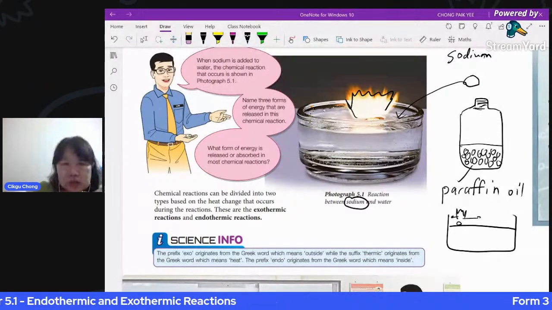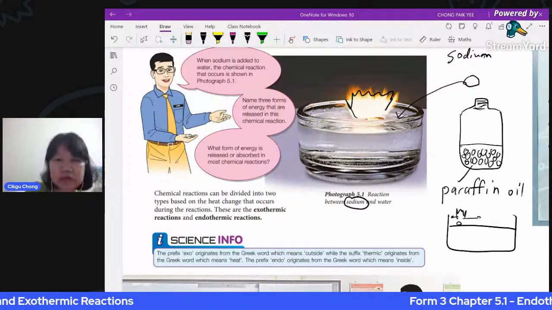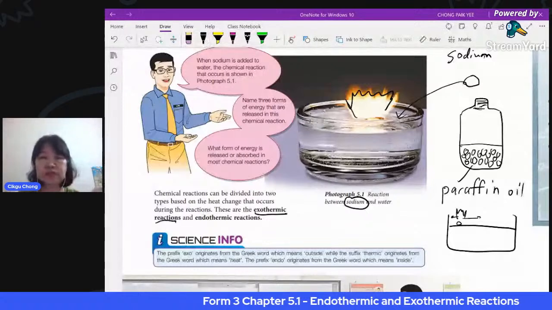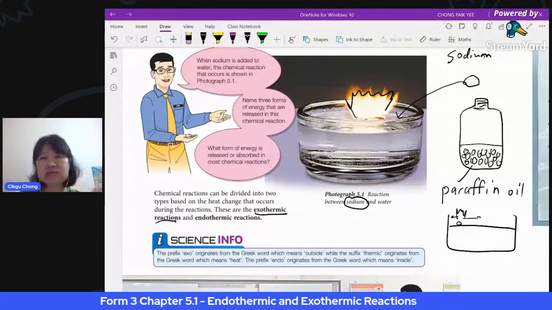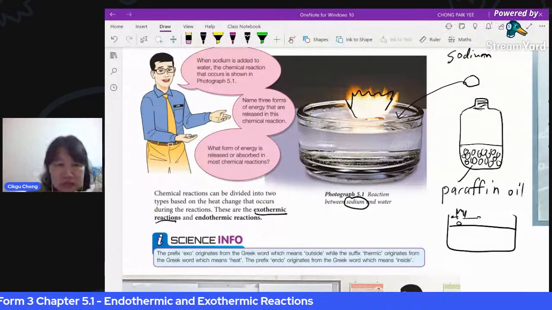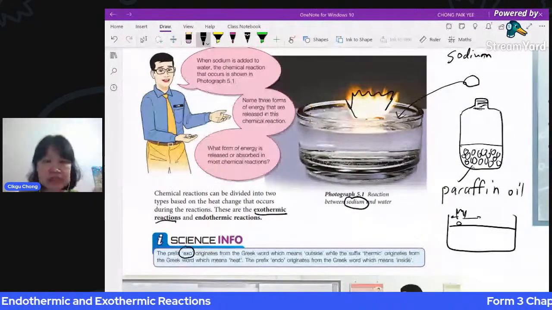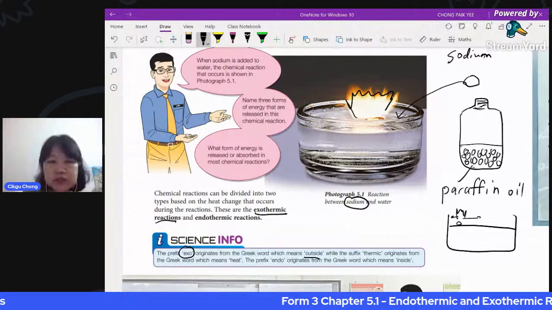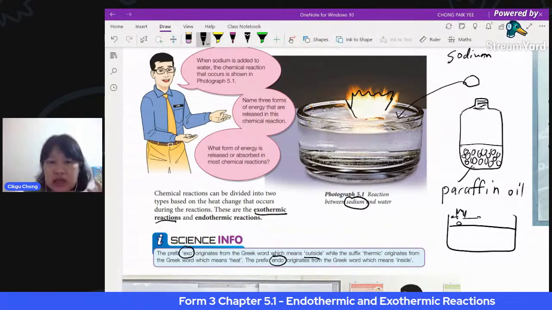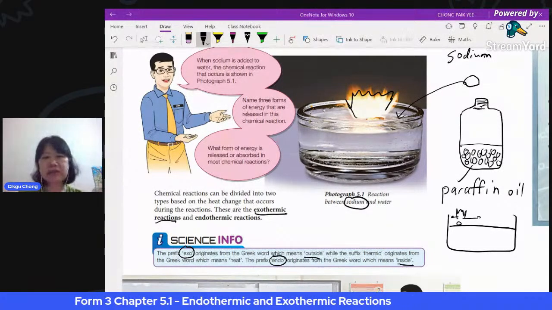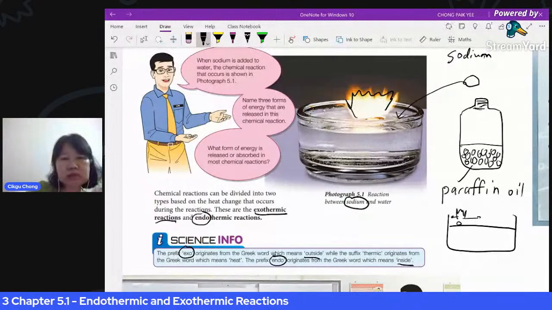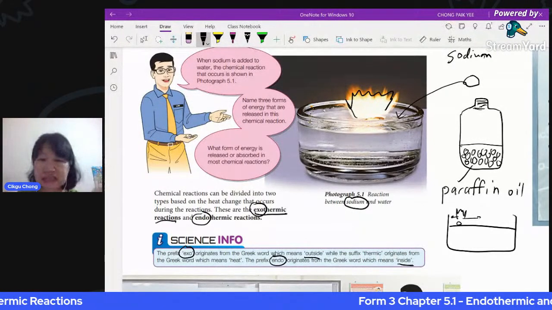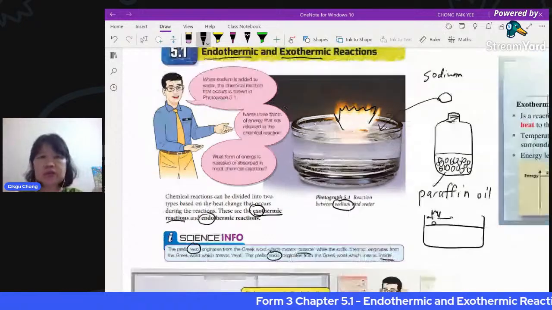EXO has a special meaning. EXO, not the EXO, the Korean group, the boy band. EXO actually means outside. So it produces heat and gives it outside. That means it releases. It is a prefix from a Greek word which means outside. And the opposite, endo, means inside. So that means it absorbs. Endo is absorbing heat energy. Exo is releasing heat energy. So first of all, you need to know these two terms.